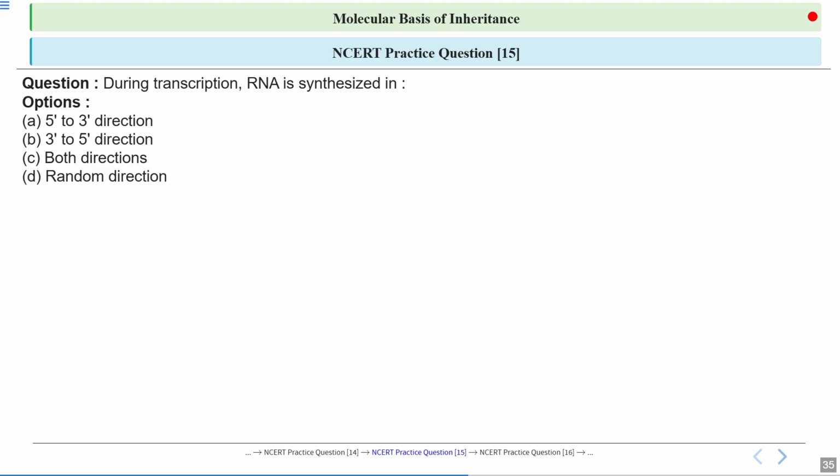Now next, during transcription, RNA is synthesized in which direction? The options are 5' to 3' direction, 3' to 5' direction, both directions, or a random direction. What is the correct answer?